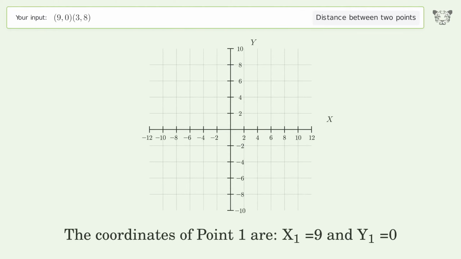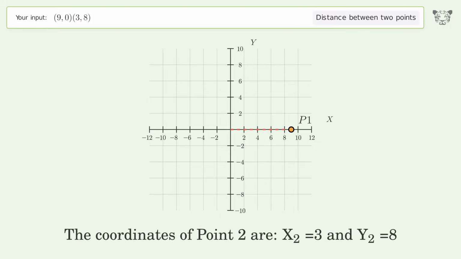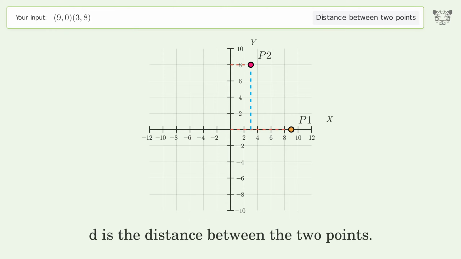The coordinates of point 1 are x1 equals 9 and y1 equals 0. The coordinates of point 2 are x2 equals 3 and y2 equals 8. D is the distance between the 2 points.